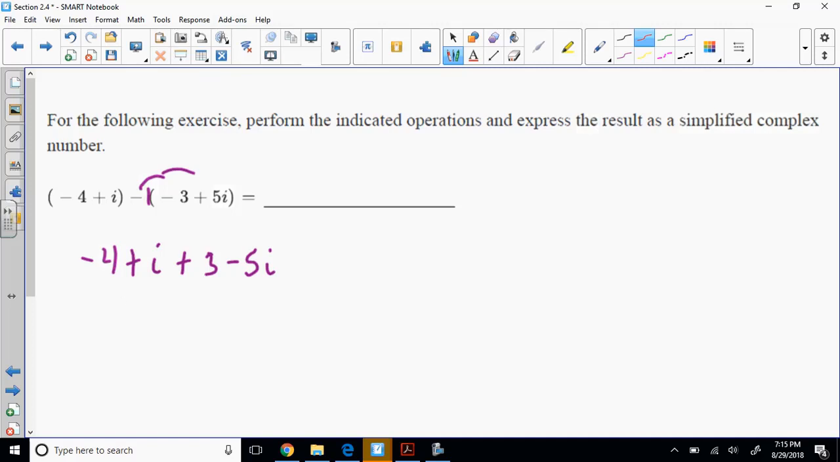So now I just take the -4 and 3. That gives me what? -1. Now I take the 1i, right? And the -5i, and that gives me -4i. And if you looked, I put 2 lines under the complex like terms and then 1 under the real parts, right? Any questions? Okay.